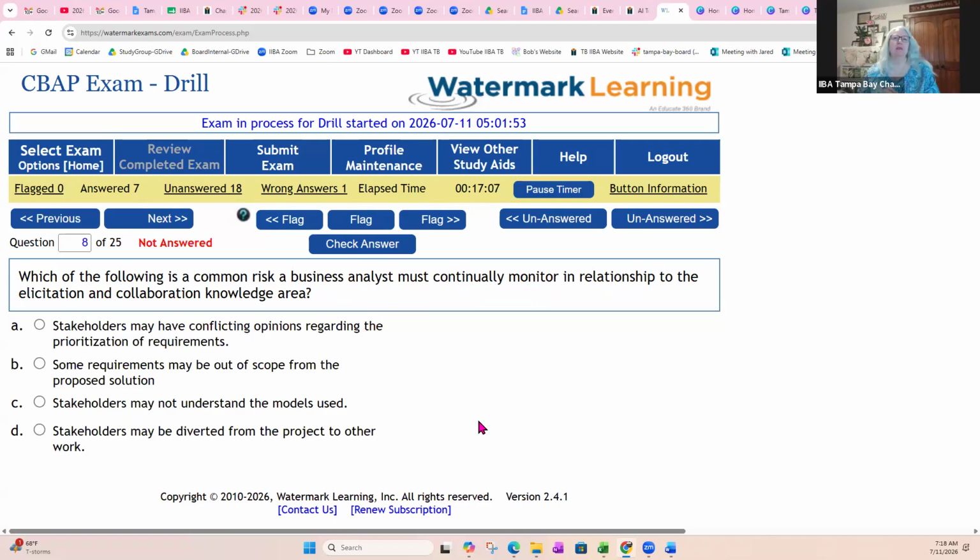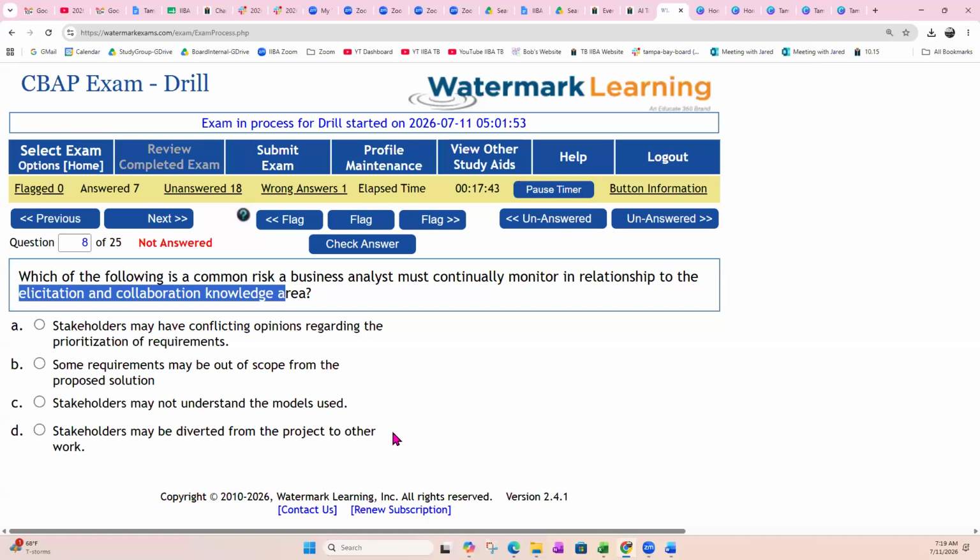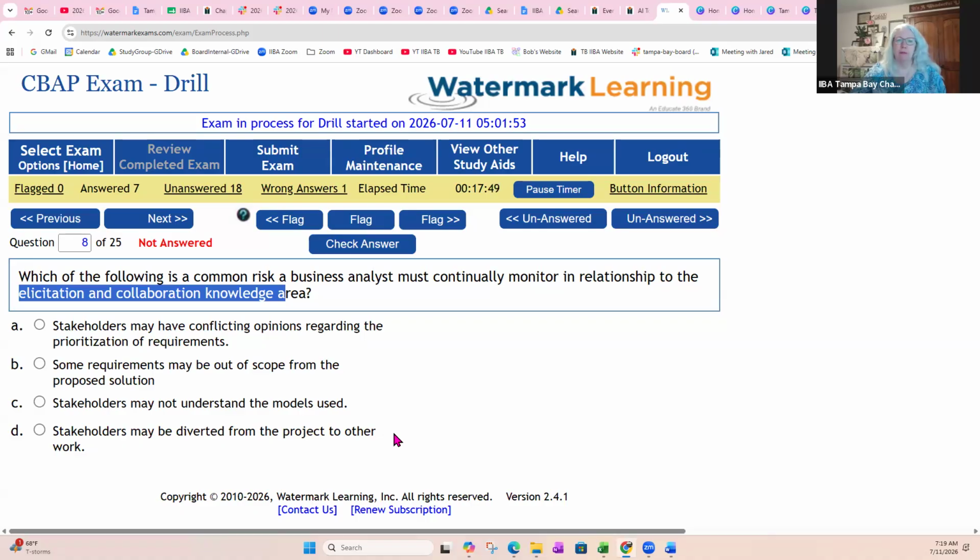Which of the following is a common risk a business analyst must continually monitor in relationship to the elicitation and collaboration knowledge area? So we know what knowledge area we're in, and it says a common risk. Stakeholders may have conflicting opinions regarding the prioritization of requirements. Some requirements may be out of scope from the proposed solution. Stakeholders may not understand the models used. Stakeholders may be diverted from the project to other work. The BABOK cites one of these as a common risk that we have to continually monitor for.